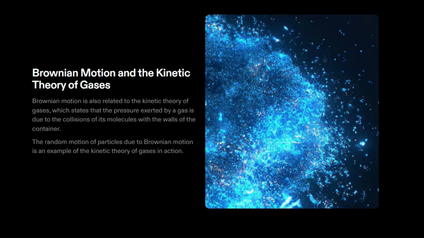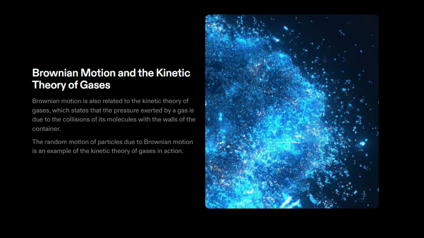But rather what I'm going to talk about is the connection between Brownian motion and the kinetic theory of gases. We talked about the kinetic theory of gases in the previous lesson, where we mentioned how matter is made up of particles, and these particles are in random motion, and they have spaces in between them. So there is a relation between Brownian motion and the kinetic theory of gases.